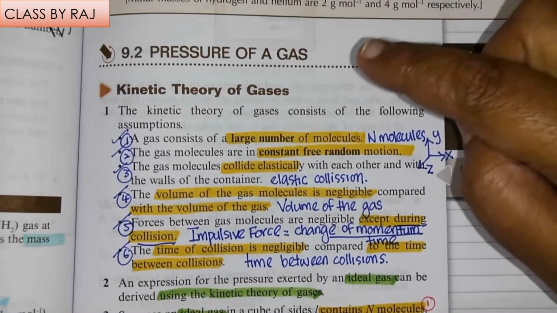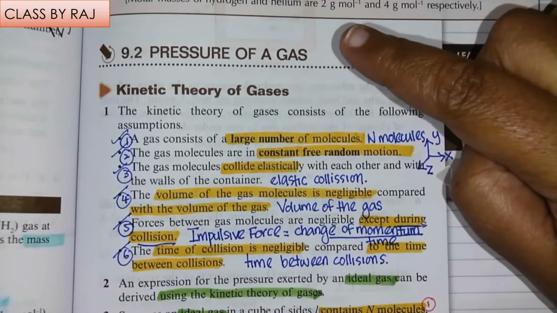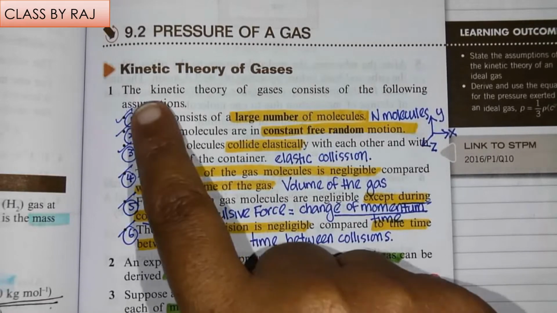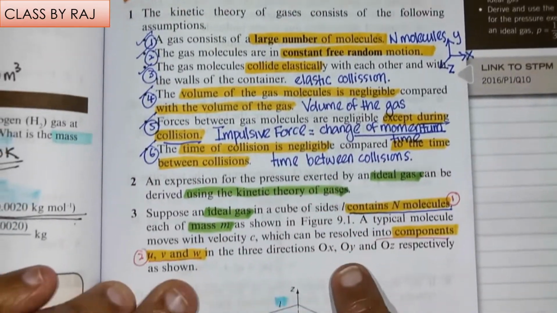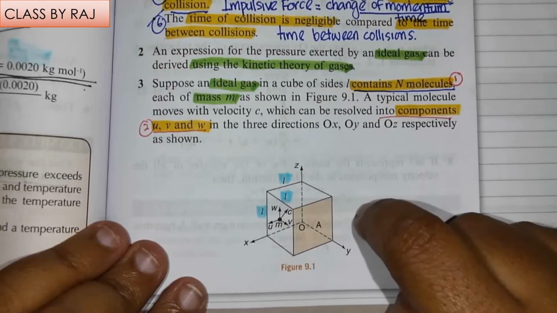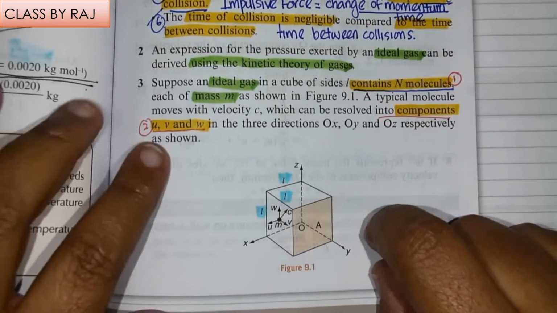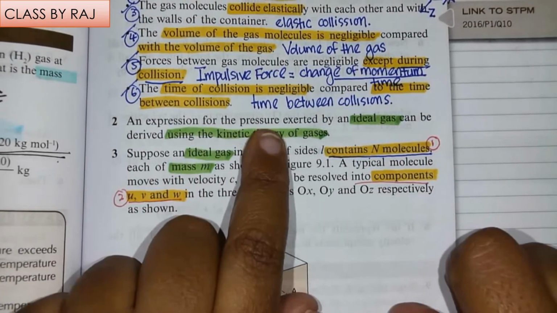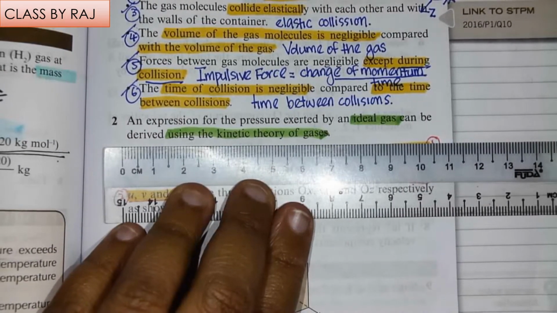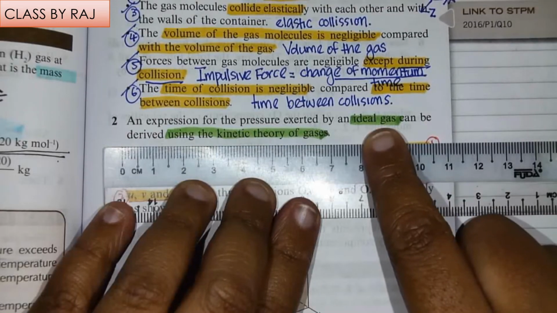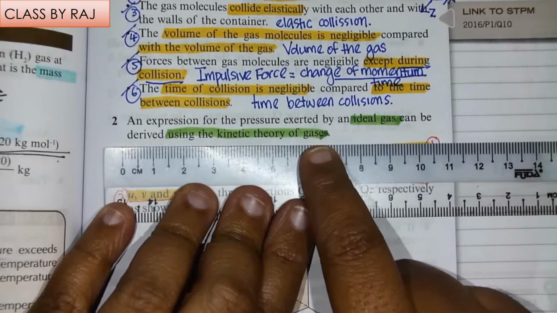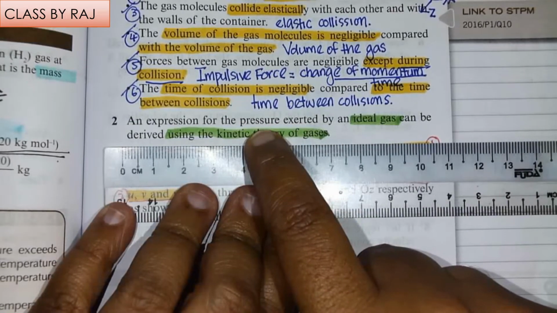Today, pressure of a gas part 2. The first part was about the kinetic theory of gases, and now we're going to prove the pressure of a gas based on the assumptions of the kinetic theory of gases. An expression for the pressure exerted by an ideal gas can be derived using the kinetic theory of gases. An ideal gas is a gas that obeys the gas law.